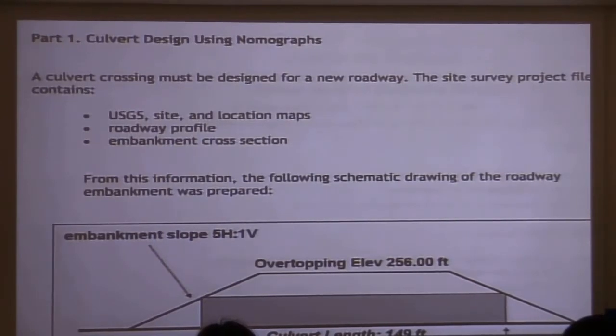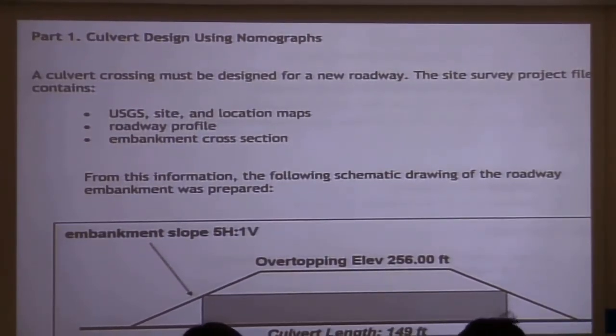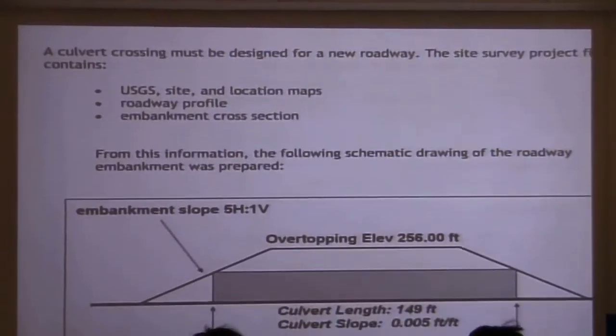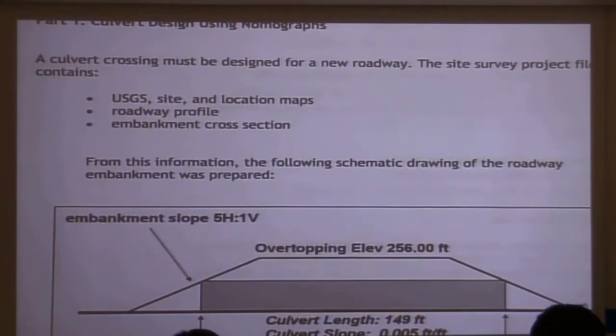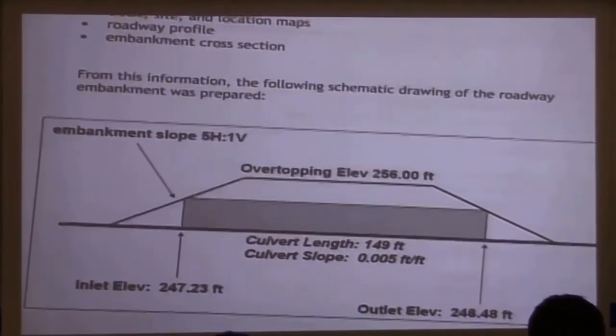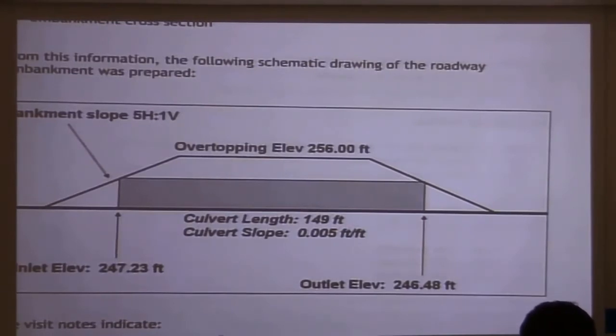You don't need to necessarily look at the screen for this, because we tried to size the screen so you can see, but I can't fit everything on there all at once, so that's okay. So we have a culvert crossing that must be designed for a new roadway, and the site survey project contains all kinds of goodies for us. Okay? So we actually have a schematic. We're given the overtopping roadway elevation of 256 feet.